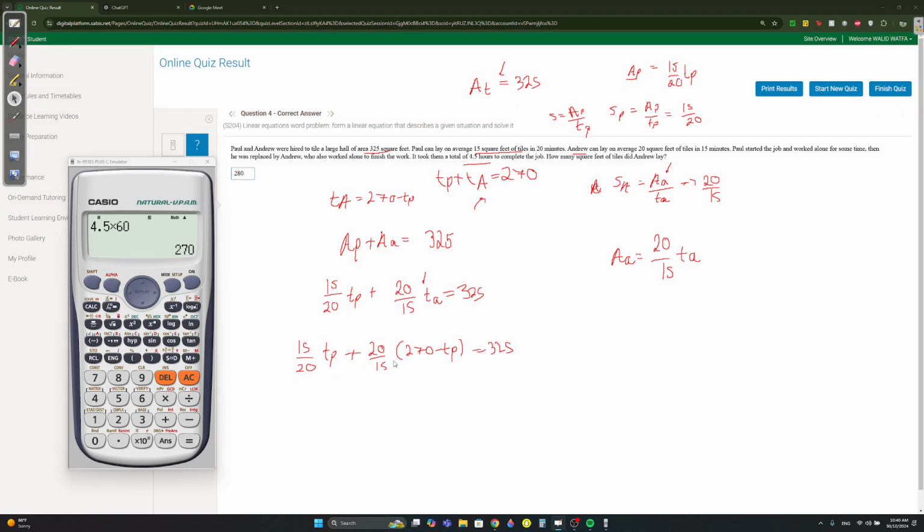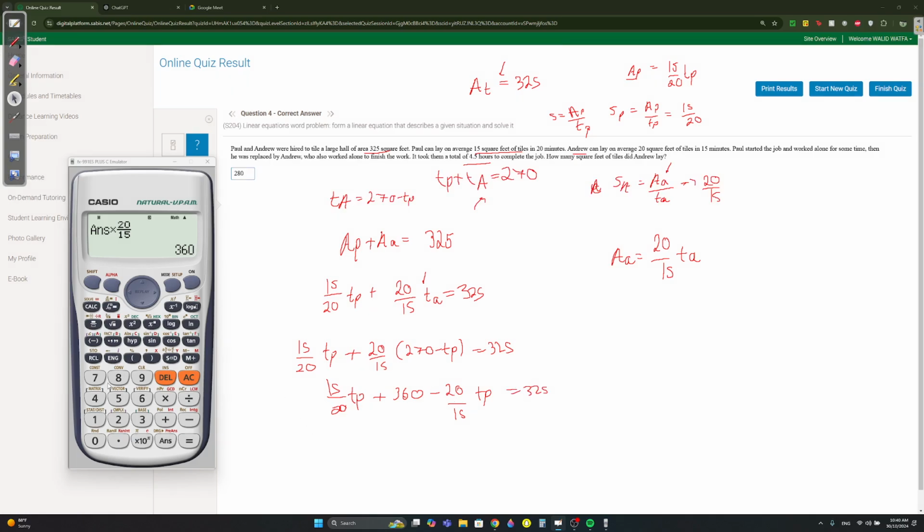15 over 20 TP, plus 270 times 20 over 15. You have to distribute, right? You get 360 minus 20 over 15 TP, and here you have 15 over 20 TP equals 325. And I'm sure you all know how to solve this equation.